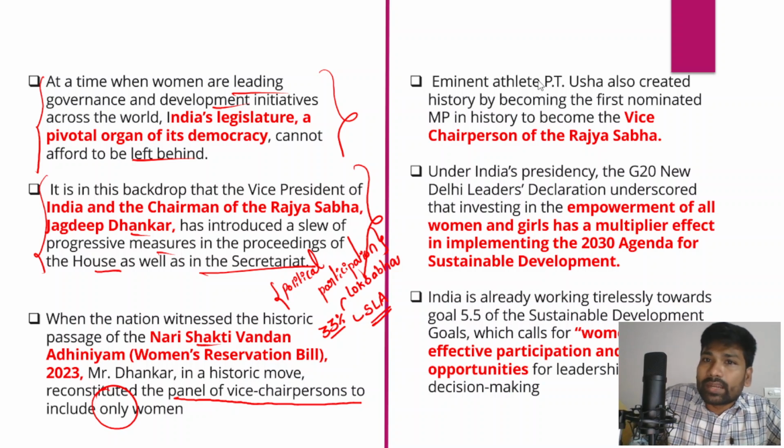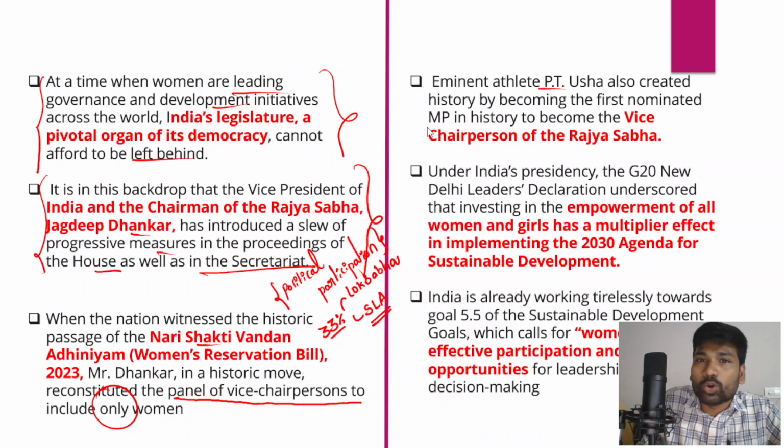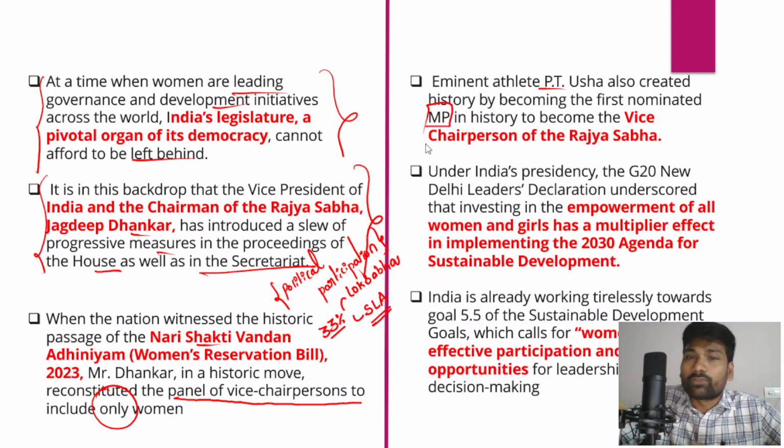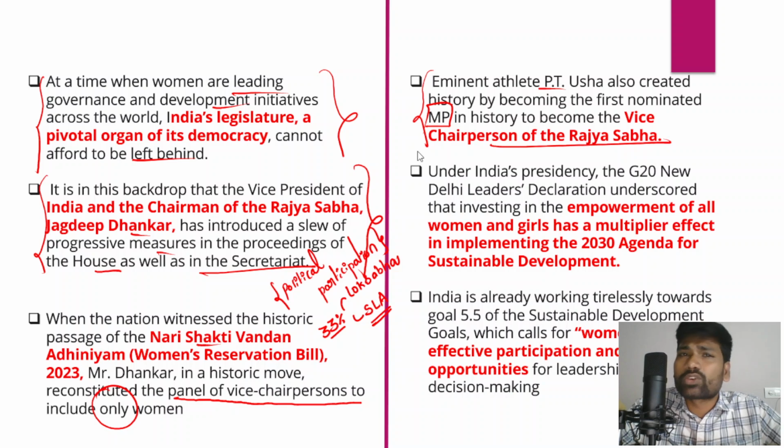And in fact, eminent athletes such as P.T. Usha also created history by becoming the first nominated MP in the history of India to become the vice chairperson of the Rajya Sabha. So this is very important. You just remember this because there is also a scope of asking questions based on this, right? P.T. Usha, an eminent athlete, was nominated to the Rajya Sabha, and she was the first nominated MP in the history of Rajya Sabha to become a vice chairperson of the Rajya Sabha.